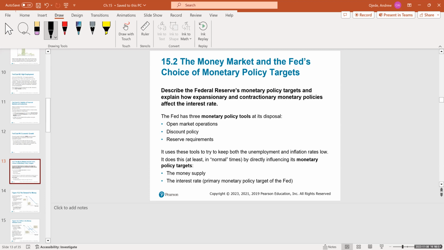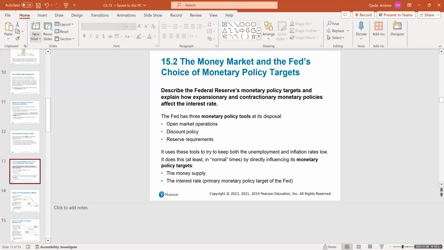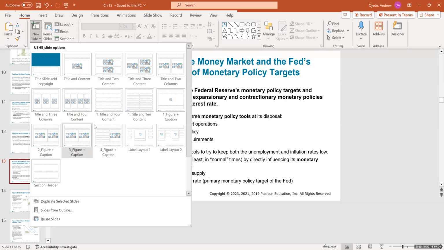So the Fed uses these tools to try to keep both the unemployment and inflation rates as low as possible. It does this, at least in normal times, by directly influencing its monetary policy targets, which are the money supply and the interest rate. The interest rate is the primary monetary policy target of the Federal Reserve. Before we proceed, I want to talk about the money market, because the Fed influences the money market by controlling the supply of dollars in the economy. Anytime we talk about a market in economics, a market has both a supply side and a demand side.